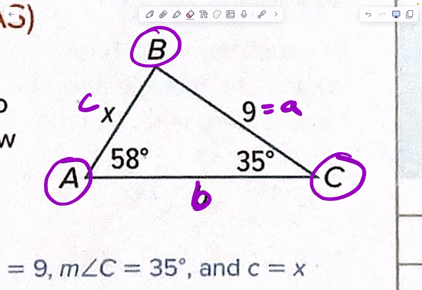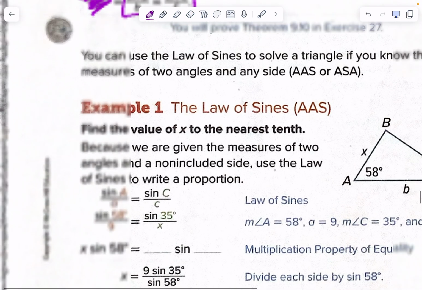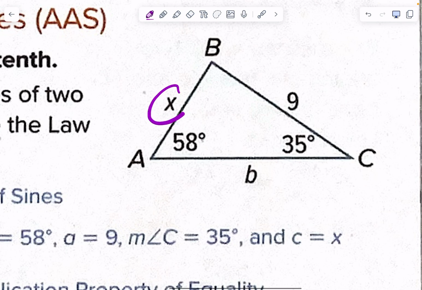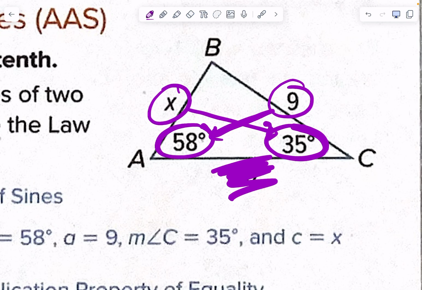All right. Now we are solving for... look at the sides that we have. Are we solving for x? We're solving for x. X is this guy, and the only other side that I know is 9. We're not going to worry about b at all. We're only worrying about those 2 things. One of them I'm solving for. I need to know x, and I know what 9 is. We're going to look at the angles that are opposite them. So if I'm solving for x, that means I have to use 35. If I have 9, that means I have to use 58.